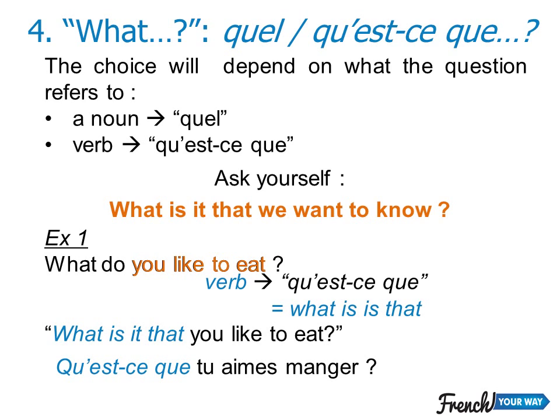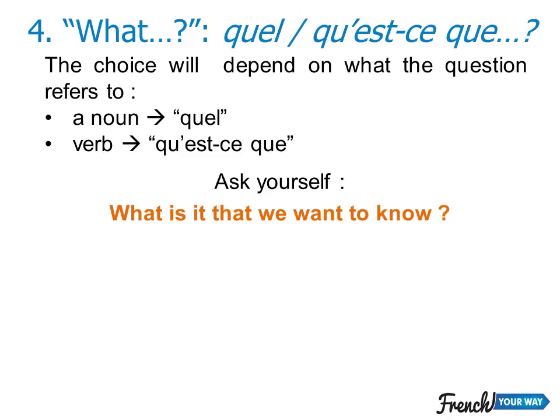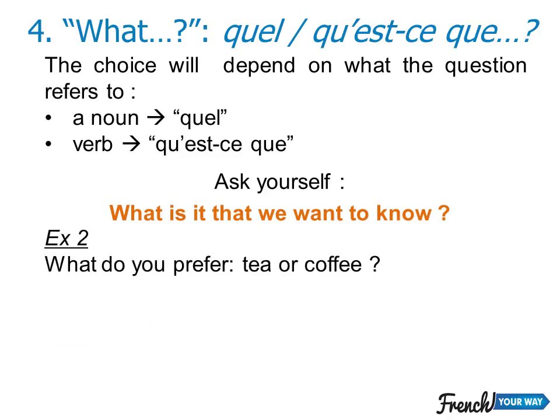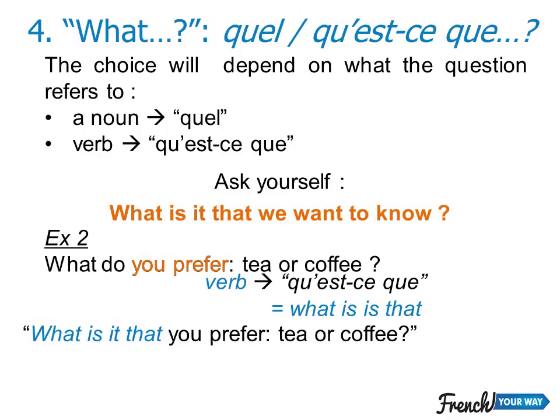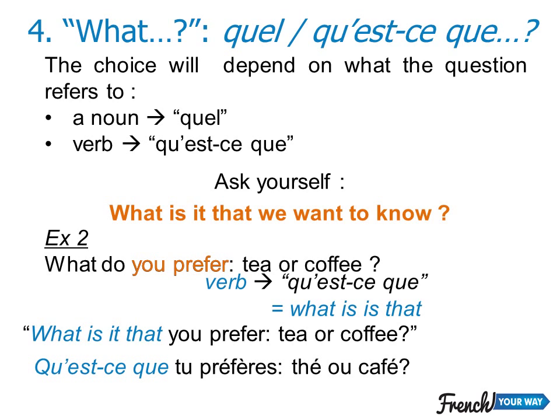Let's have a look at the second example. What do you prefer, tea or coffee? What is it that we want to know? We want to know what you prefer. Again, prefer is a verb. You're going to use qu'est-ce. What is it that? What do you prefer is actually what is it that you prefer? Tea or coffee? Qu'est-ce que tu préfères? Thé ou café?